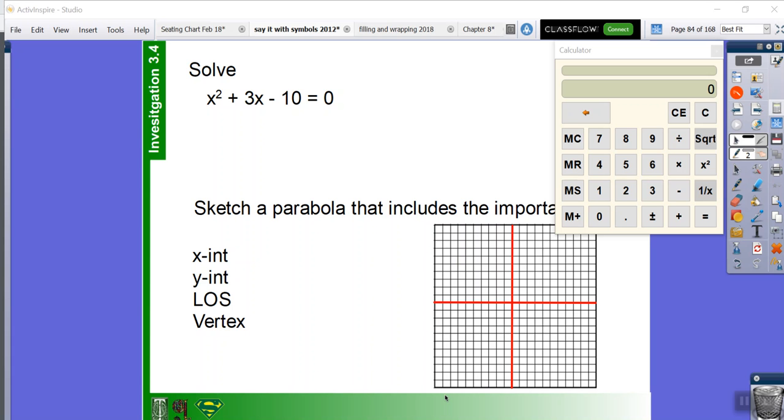Alright, so your warm-up today, you were to solve this quadratic. The first step to solving is to make it set equal to 0. We have it set equal to 0, so we can start to factor.